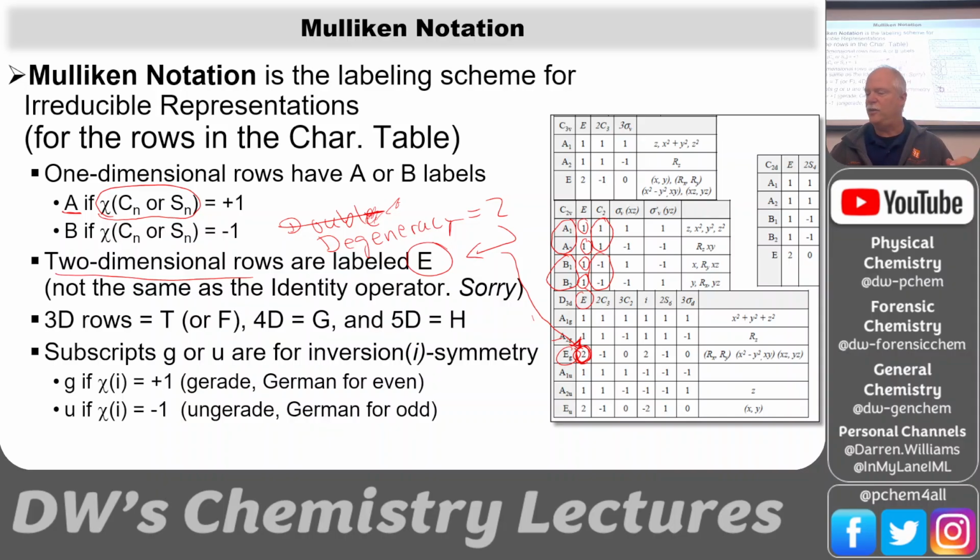And then the G's and the U's are for gerade and ungerade. Now there are some 4D rows and 5D rows labeled G and H, but I don't have any of those on our little subset here, I don't think. That would be like if you have a D5H or something with fivefold symmetry. Anyway, okay, so then the G and U symmetry is under the inversion operation.